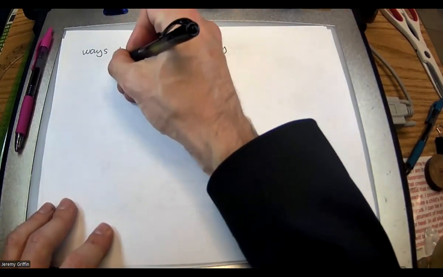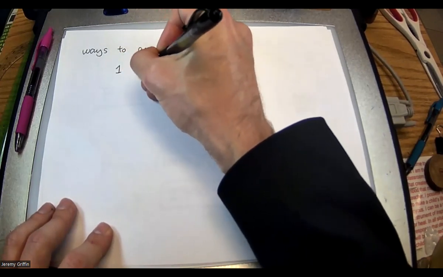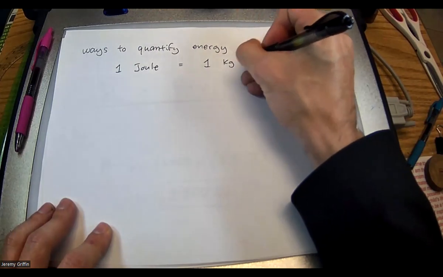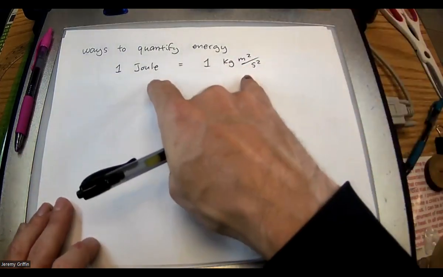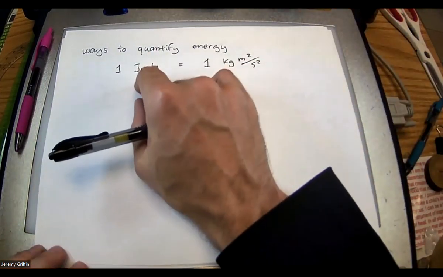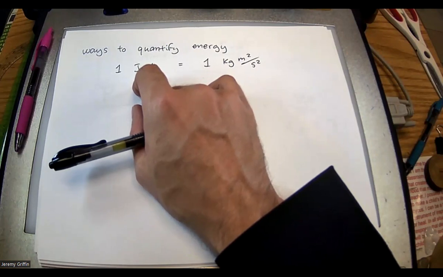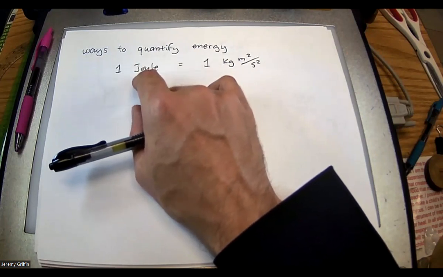Now, of course, you guys know joules. 1 joule is equivalent to 1 kilogram meters squared per second squared. You know that one from yesterday. But suppose one day you have to pay a utility bill at the end of the month. You've been using some power, you get a utility bill. The utility company is probably not going to say you used so many joules of energy. They're probably going to say you used so many kilowatt hours, right?